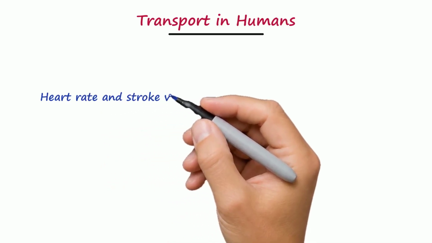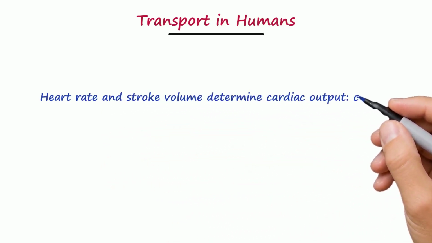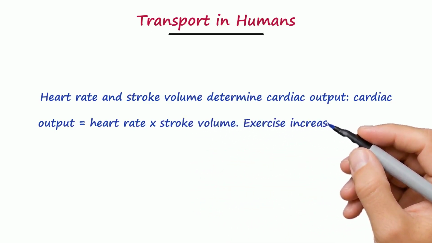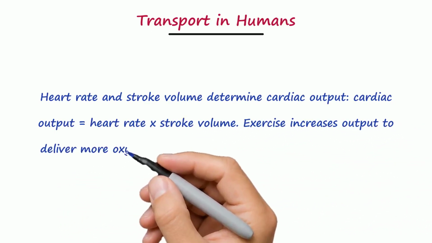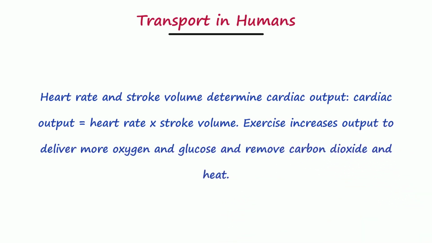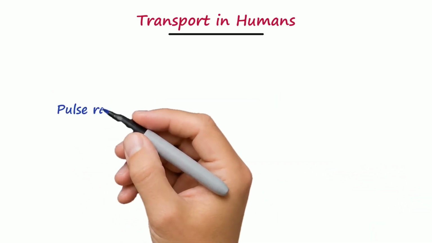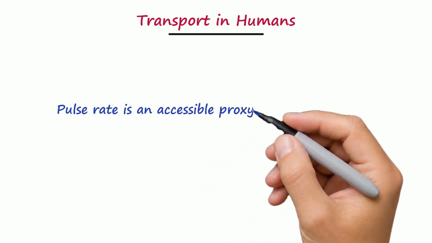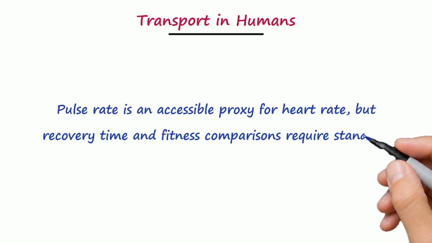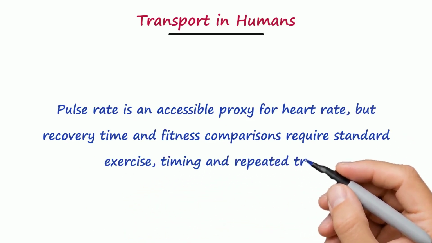Heart rate and stroke volume determine cardiac output. Cardiac output equals heart rate x stroke volume. Exercise increases output to deliver more oxygen and glucose and remove carbon dioxide and heat. Pulse rate is an accessible proxy for heart rate, but recovery time and fitness comparisons require standard exercise, timing, and repeated trials.